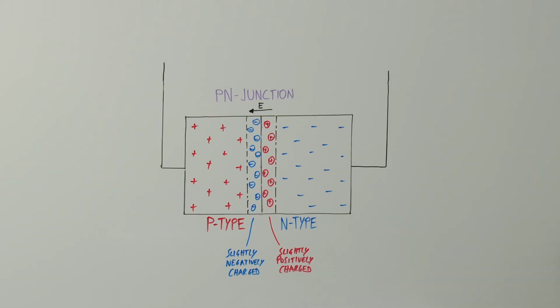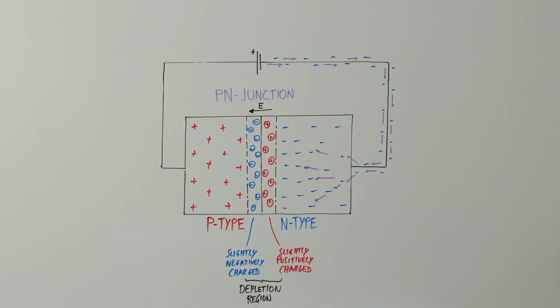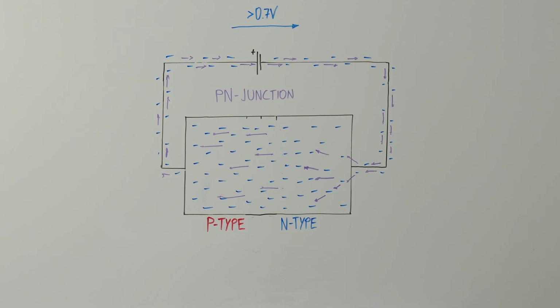When we now connect a voltage source to the PN junction with the positive pole connected to the P side and the negative pole connected to the N side, we push the electrons to move from the N side to the P side. This is what we call forward bias. However, for the movement to occur, the pushing force, the voltage, must be high enough to overcome the barrier. If the voltage is higher than 0.7 volts, the barrier is overcome and the PN junction becomes conductive.